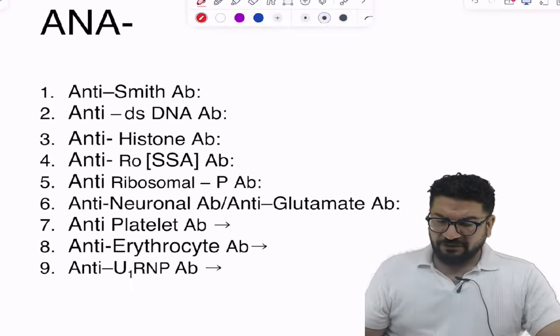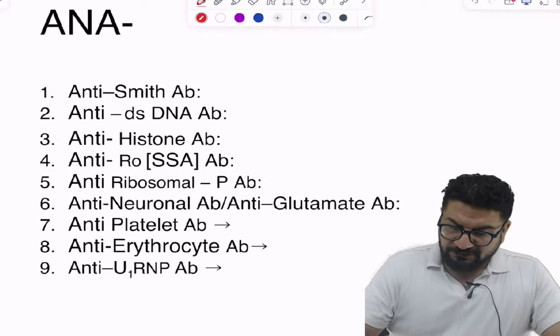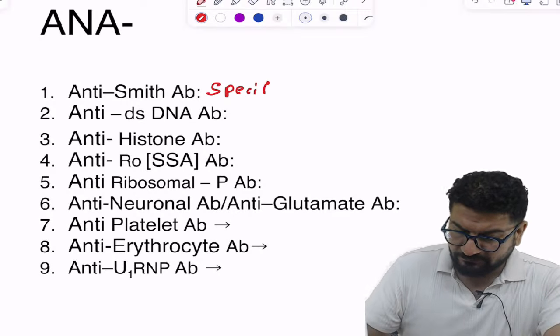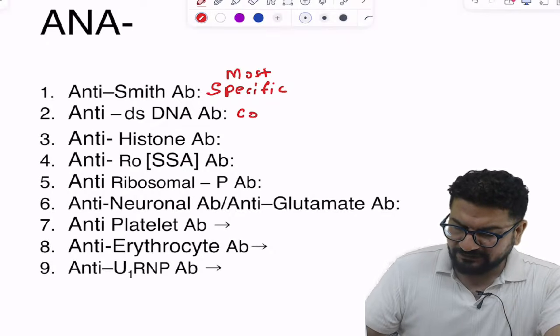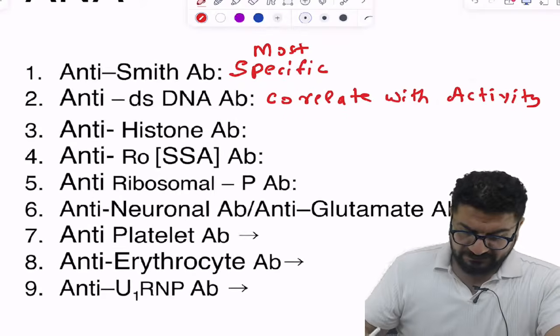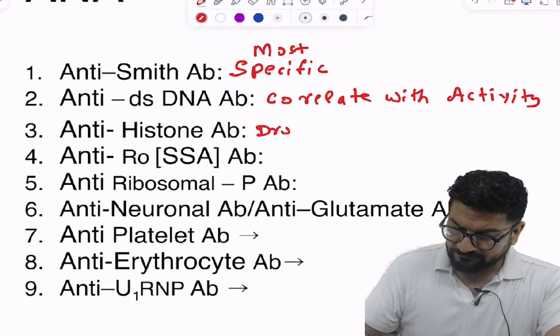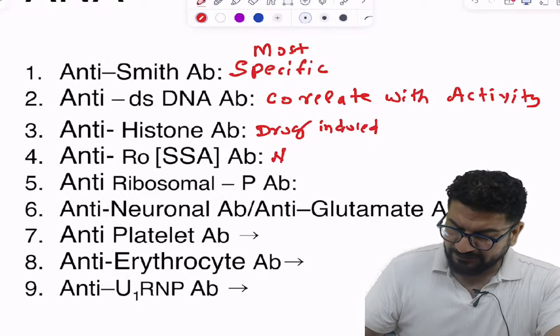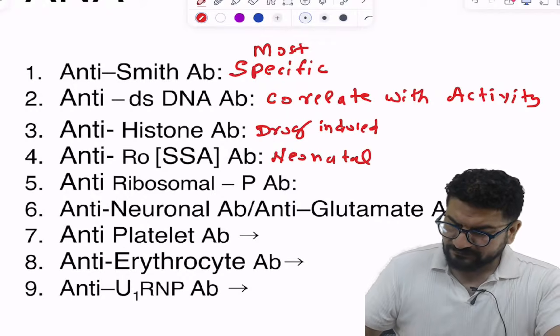Okay, so these are the list of antibodies which we see in SLE. Just quickly revise. Anti-Smith antibody is most specific. Anti-dsDNA correlates with activity. Antihistone in drug-induced lupus. Anti-Ro, Sjogren, but here I am talking about SLE, so that means it will be neonatal SLE.